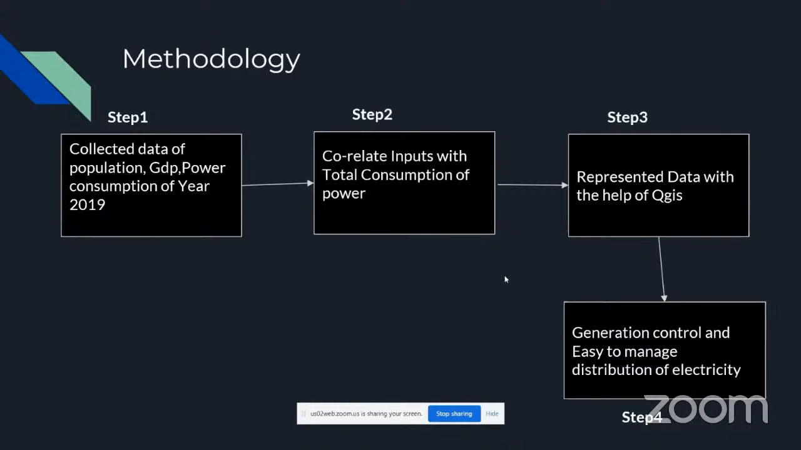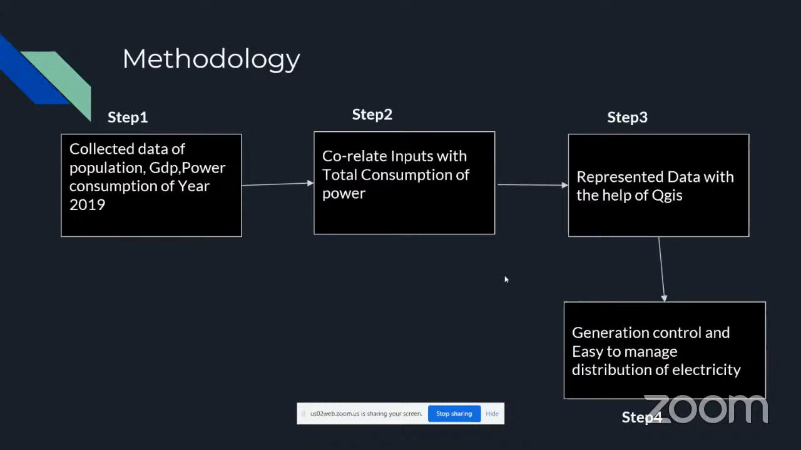In step one, I collected data of population, GDP, and power consumption of the year 2019. In the second step, we correlated data inputs to the power consumption per state. In the third step, I represented data with the help of QGIS and got an estimation of power demand: how their population, their GDP, and their per capita power consumption are related to each other.